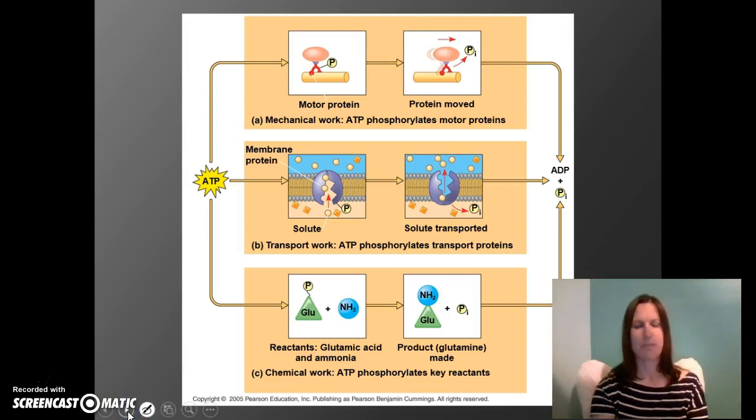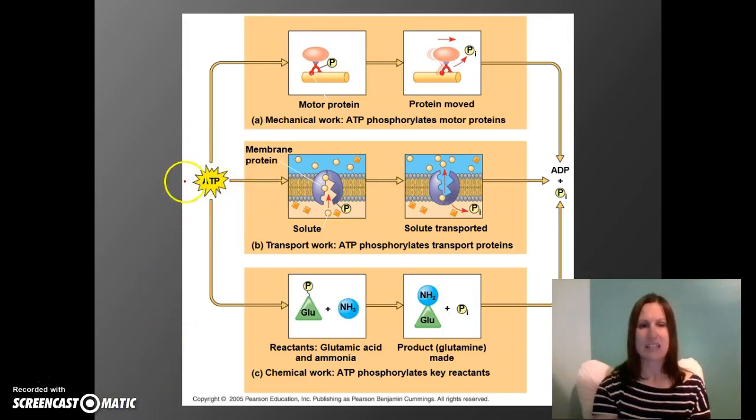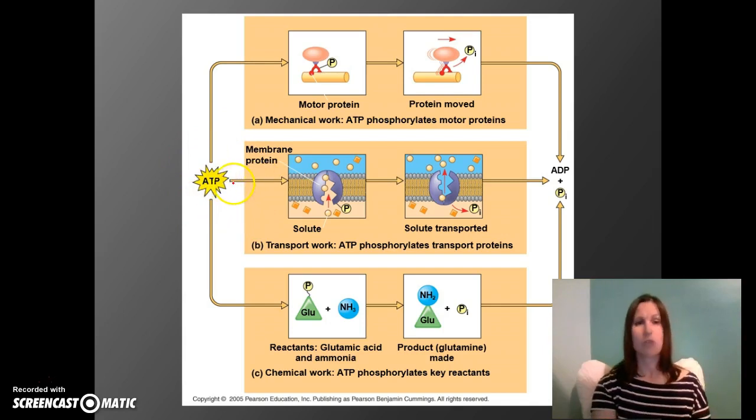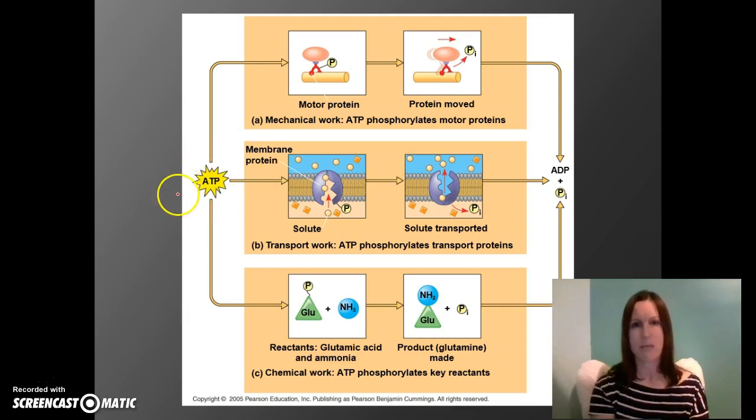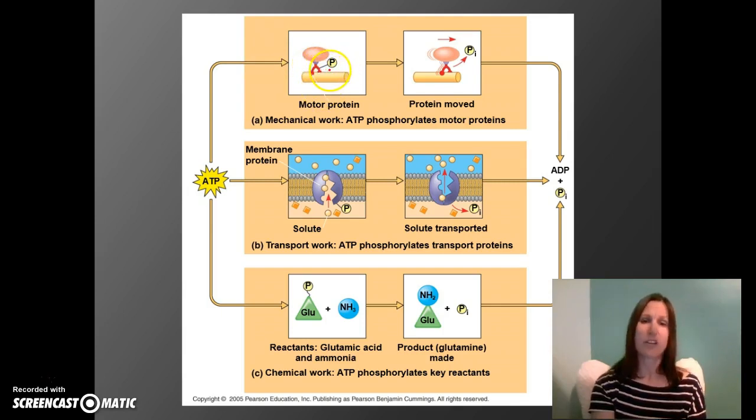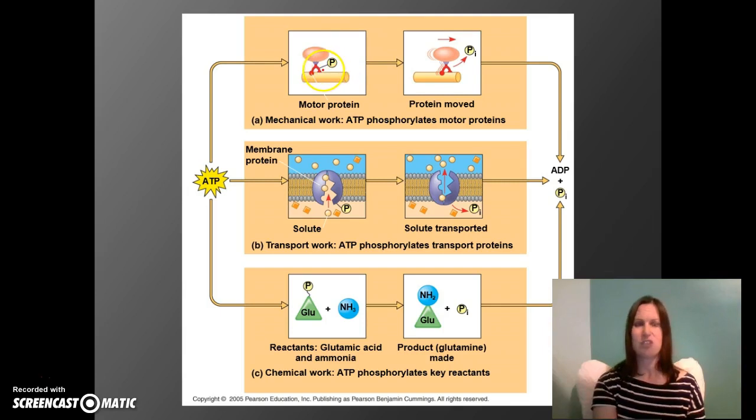For example, ATP overall is an exergonic reaction because it's going to release more energy than it takes to break that bond. Also, in doing so, that amount of energy can be used to power mechanical work, such as it will phosphorylate a motor protein, and when it transfers that third phosphate to a motor protein, boom, lots of energy gets released, which is going to allow the motor protein to move. We also see this is how cilia can move.